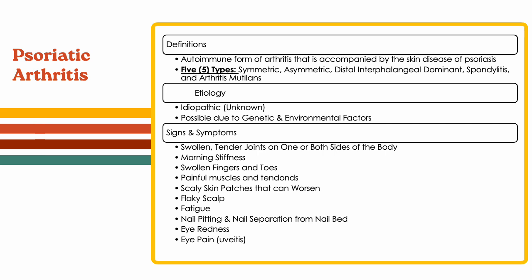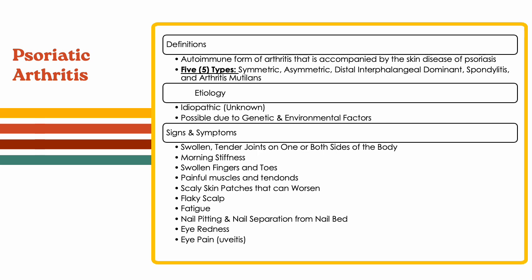As far as the etiology, one can say it's because of the psoriasis, but overall it is idiopathic, but it is thought to have some sort of genetic and environmental factors associated with it. But again, we are calling it idiopathic. Signs and symptoms would include swollen tender joints on one or both sides of the body. And again, this is in the presence and accompanying psoriasis.